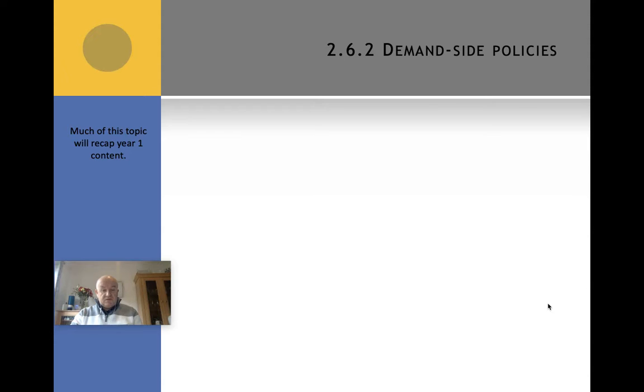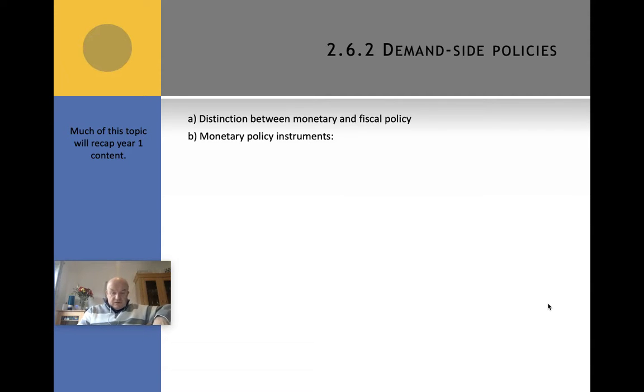Okay, so let's look at demand side policies first then. A lot of this is a recap from some of the year 1 content, but let's just run through it quickly. So, distinction between monetary and fiscal policy. We're going to look at some monetary policy instruments in the first instance. When we're talking about monetary policy in particular, we're going to be talking about interest rates and the manipulation of interest rates to control the money supply.